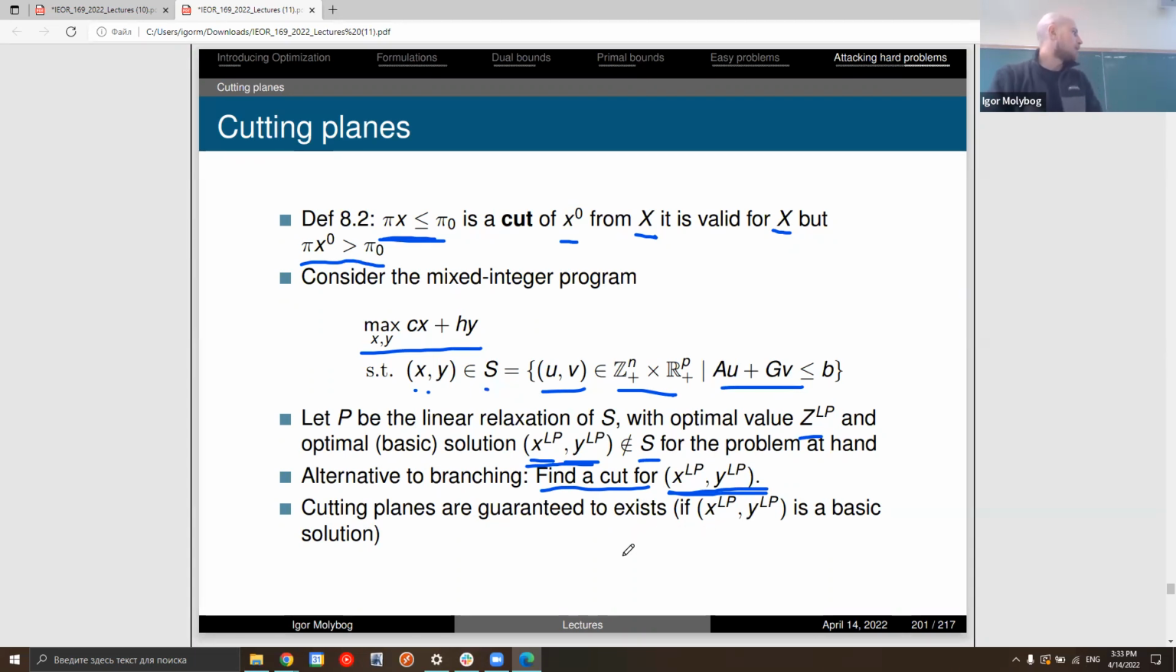What it means to be a basic solution is that your point is a vertex of a polytope, right? And if it's a vertex of the polytope and it's still not in X, it just means that it cannot be inside the convex hull of the set X. That's what it means. Therefore, there always is a cutting plane. It might not be easy to find it, but that's fine.